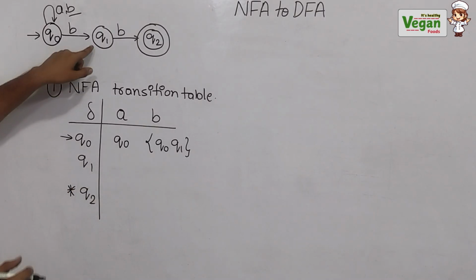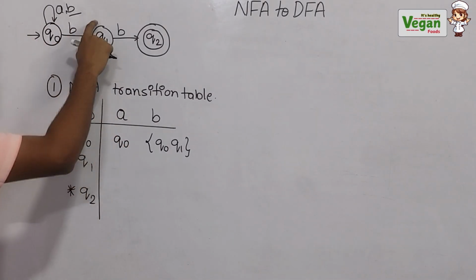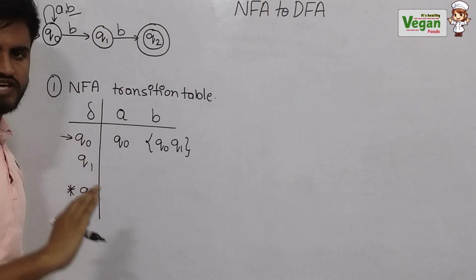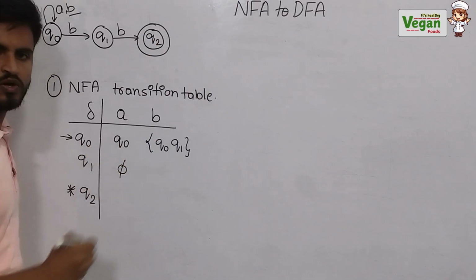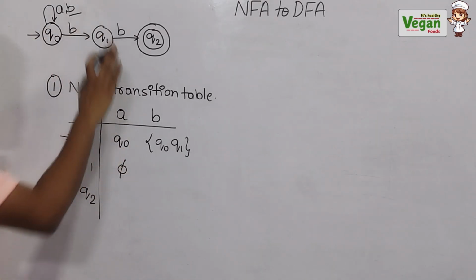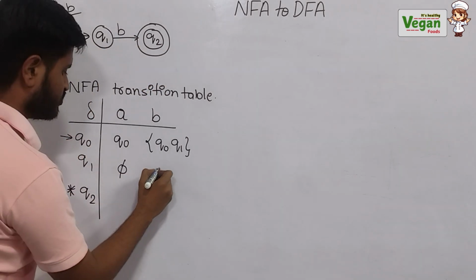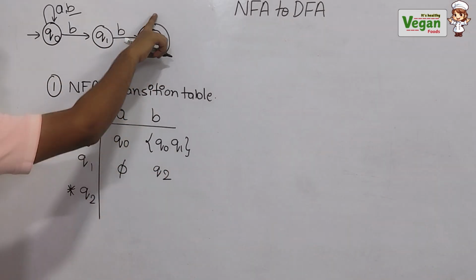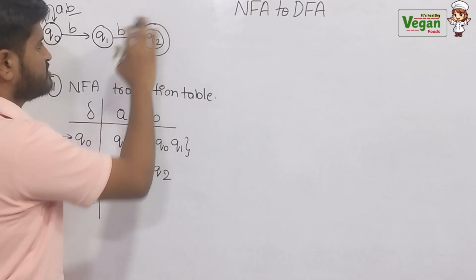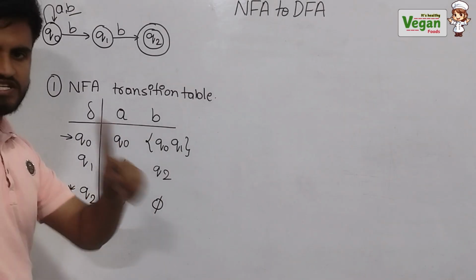Now Q1. Q1 is not using A to move to any other state. So you write phi. So what does phi specify? Phi specifies the null state. Null state means it is not moving to any other state. Now Q1 using B, it is moving to Q2. So write Q2. Now if you see Q2, it is not moving anywhere. It is not using small letter A, and it is not using small letter B. So you write phi and phi. Now the first step is completed.